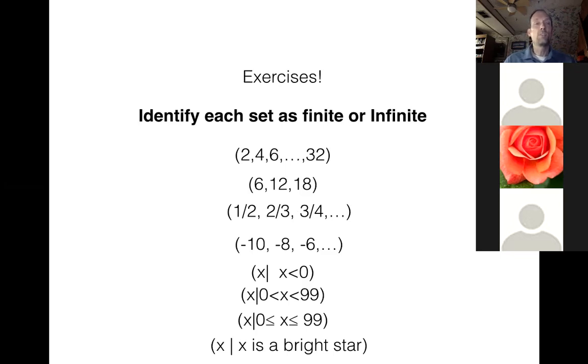And then, well, the last one here: X such that X is a bright star. We'll put this up to Lizeth. Is it the last one? I can't see it. Yeah. It says X such that X is a bright star. It's finite. What do we think? Finite or infinite? How many stars are there out there?